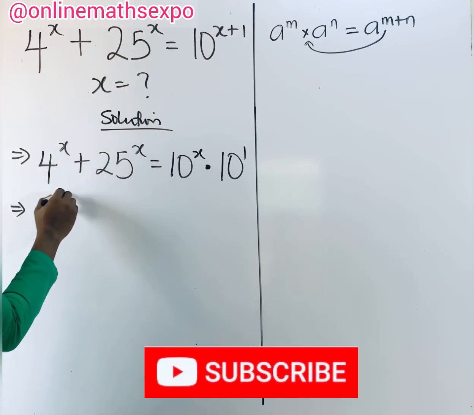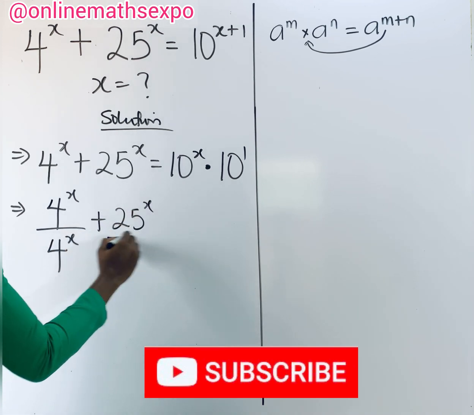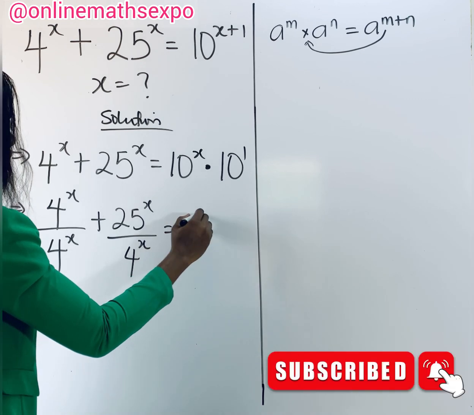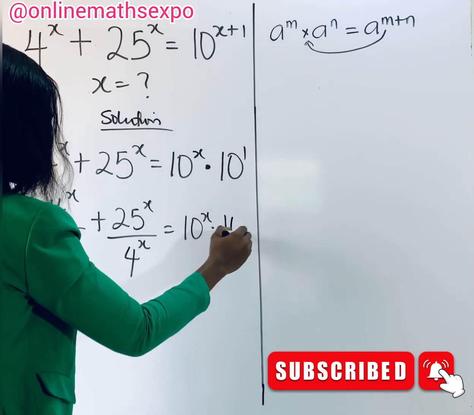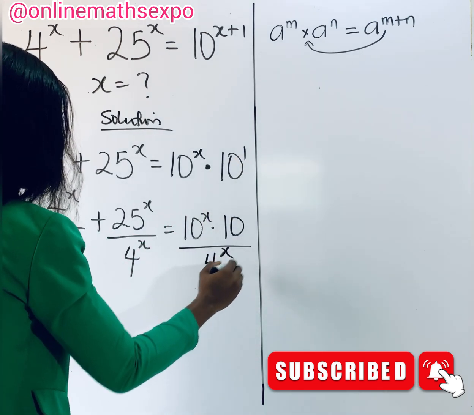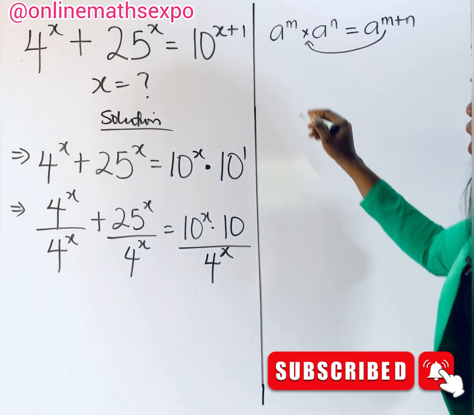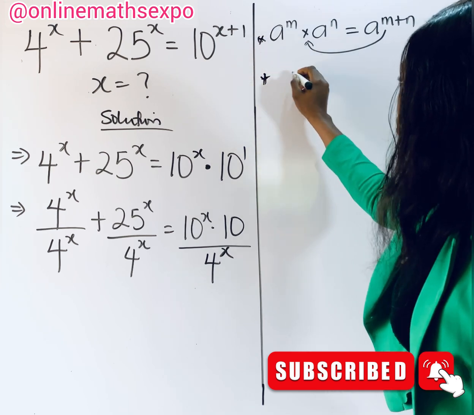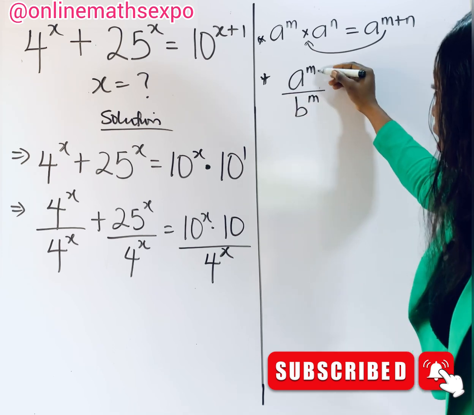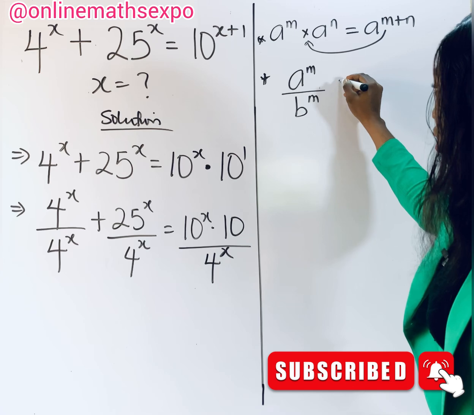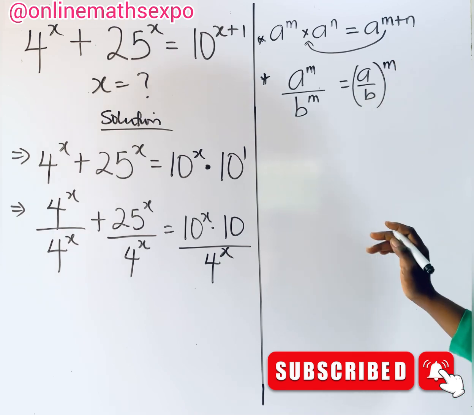So we're going to have 4 to the power of x divided by 4 to the power of x plus 25 to the power of x divided by 4 to the power of x is equal to 10 to the power of x multiplied by 10 raised to power 1, which is 10 multiplied 1 time to give you 10. Then also divide by 4 to the power of x. Now at this point, also quickly remember this rule of exponent, which says that when I have a to the power of m divided by b to the power of m, provided the powers are the same and they are dividing, you just need to take these two values inside and raise them to the power of m.